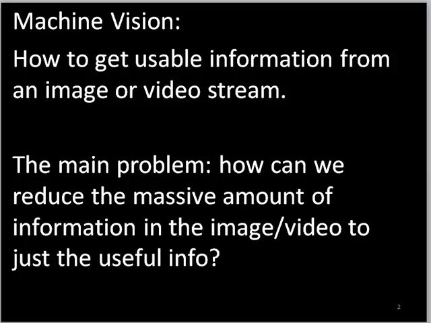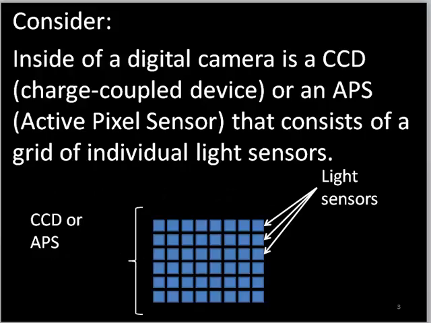Now, with other kinds of sensors, we're often trying to solve the problem of how do we use the little bit of information we can get from the sensor to give us usable information. But in machine vision, the problem is reversed. We get a huge amount of data from an image or a video stream, and we need to reduce that massive amount of data into just the little bit of useful information that we are looking to get. I'm going to show you an example of what I mean by telling you a little bit about how cameras work.